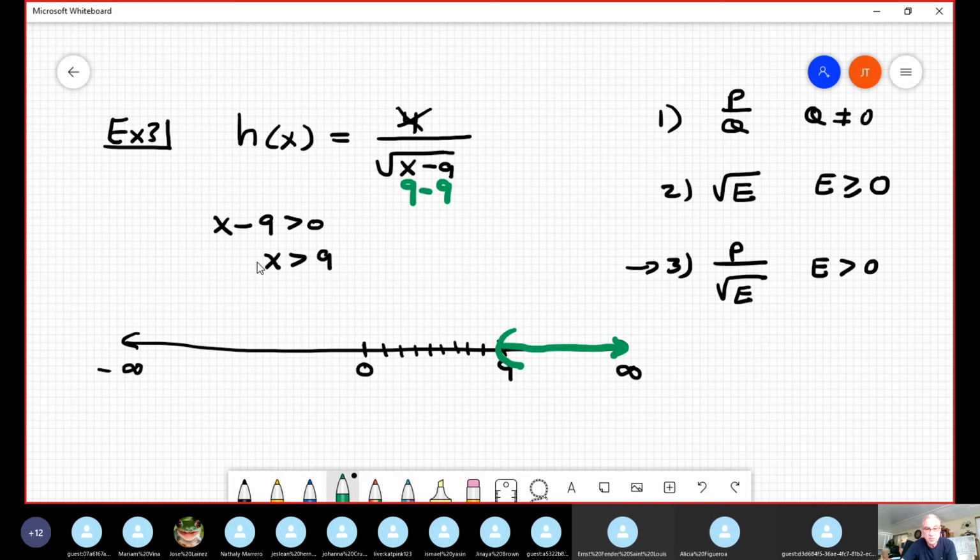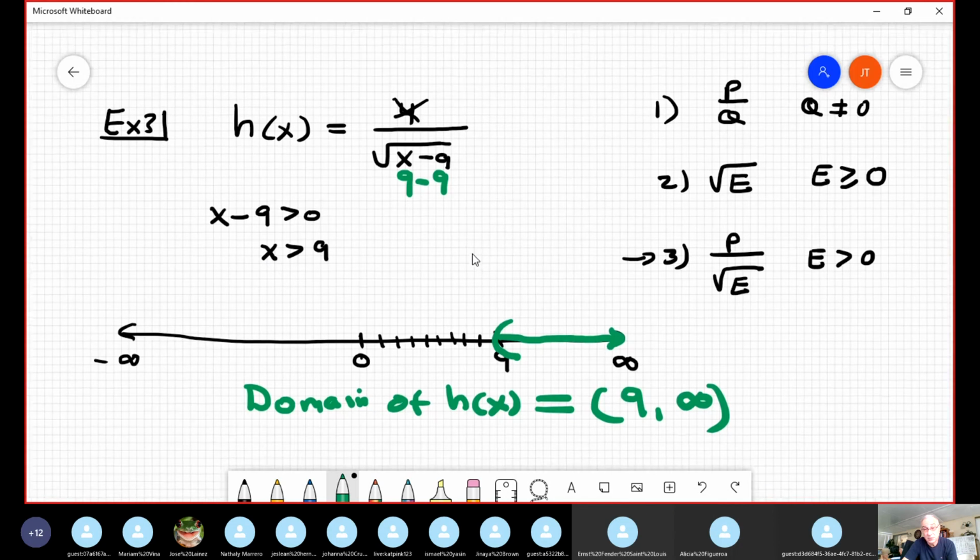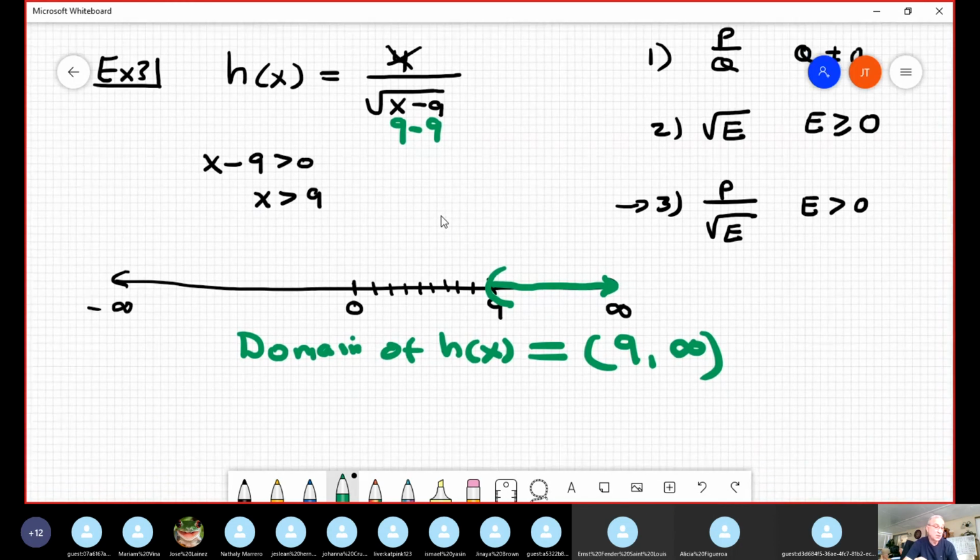The domain of the h function is equal to parenthesis, 9, infinity. These are the numbers greater than 9, and do not include 9. 9 is illegal, because 9 minus 9 is 0, and 0 in the denominator is undefined, you know. So you need to avoid the 3 situations. Division by 0, illegal.